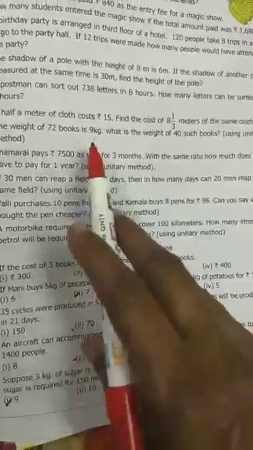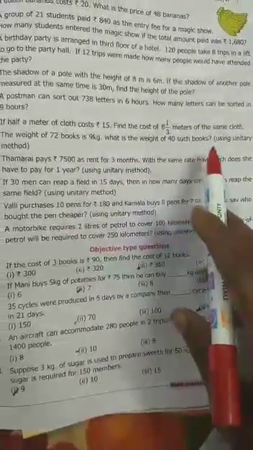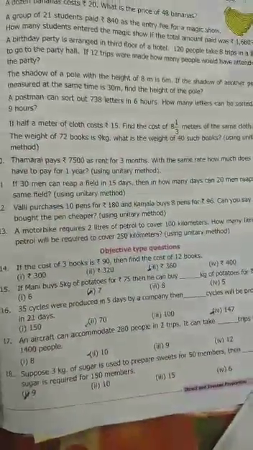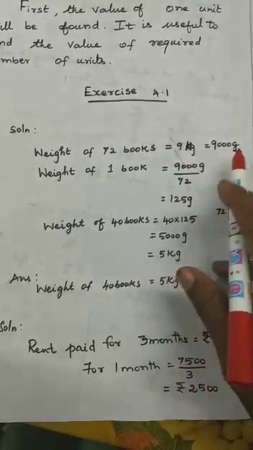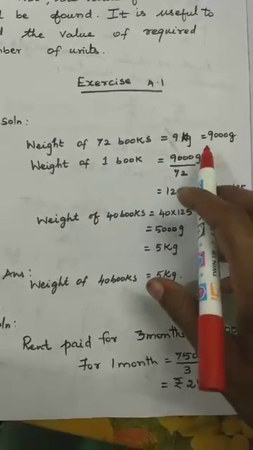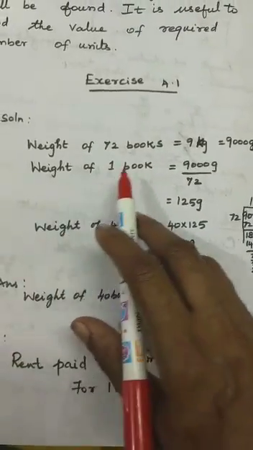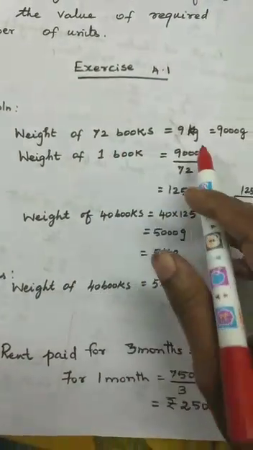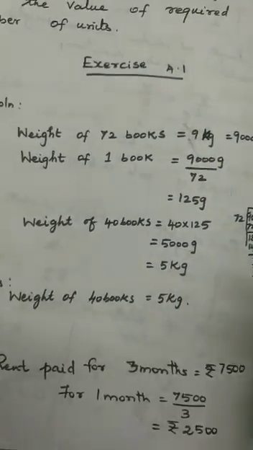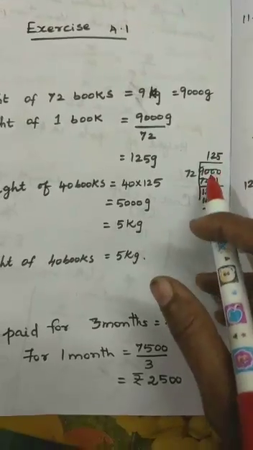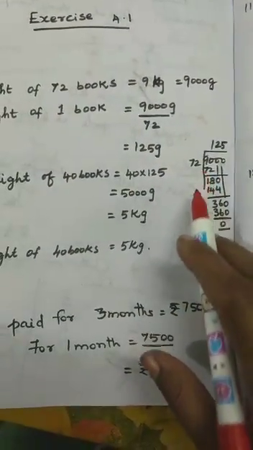The weight of 72 books is 9 kg. What is the weight of 40 such books? Using unitary method you have to do. Okay. Weight of 72 books is 9 kg. You change this to gram. 9,000, 9 into 1000, 9,000 gram. Then weight of one book, how to calculate? 9,000 gram divided by 72. Then we can get it. If you can cancel, you can cancel. If you don't know, you divide like this.